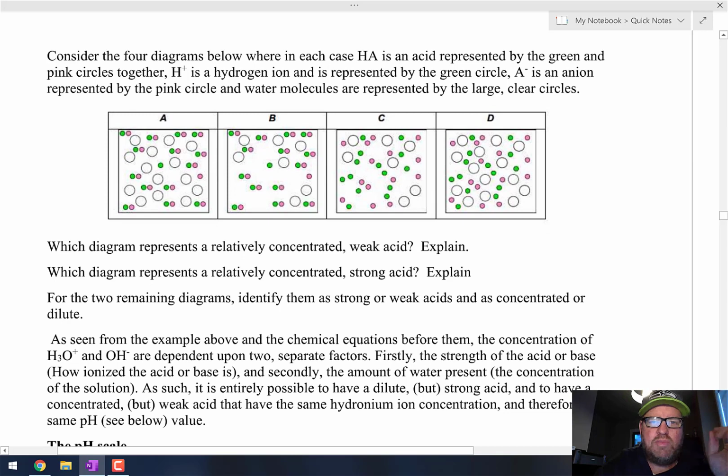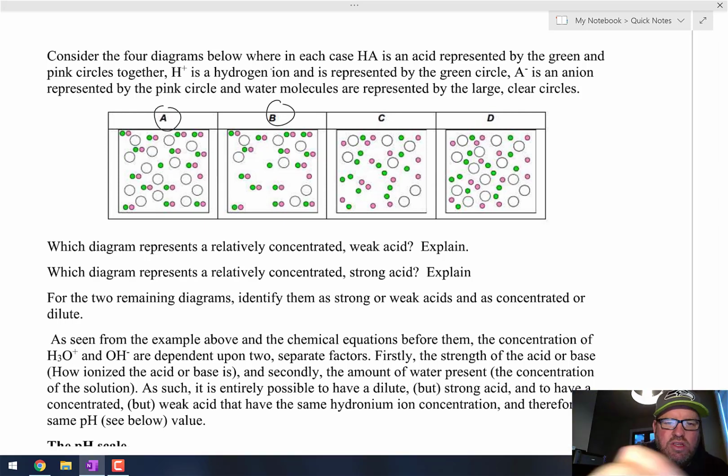Consider the 4 diagrams below, where in each case HA is an acid represented by the green and the pink circles together. H plus is a hydrogen ion, represented by the green circle. A minus is the pink circle. Okay, which of the diagrams represents a relatively concentrated weak acid? So again, a strong acid is going to be completely dissociated, whereas a weak acid is not going to be completely dissociated. So we can see in A and B that a lot of those acid particles are still together. So in both of these, we would say that is weak.